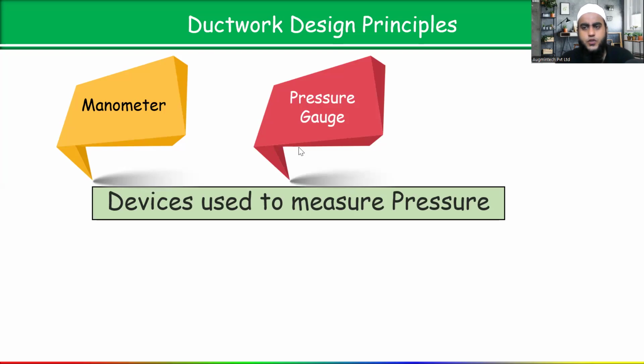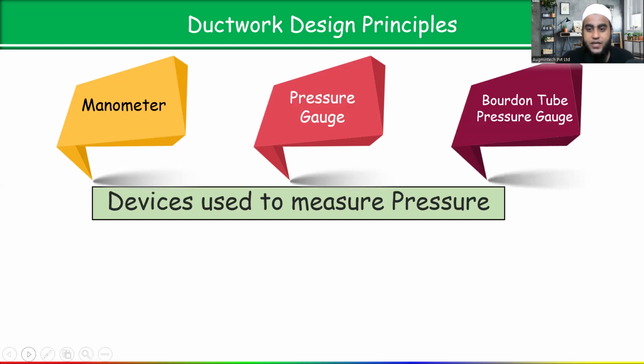A pressure gauge is a device that measures absolute and gauge pressure in a system. Generally, a pressure gauge is installed at the outlet of the air handling unit to monitor the system pressure. Next device given here is the Bourdon tube pressure gauge. This Bourdon tube pressure gauge uses a coil tube to measure the pressure. Generally, we use this type of gauge for high pressure air distribution systems. Remember this point. Clear?